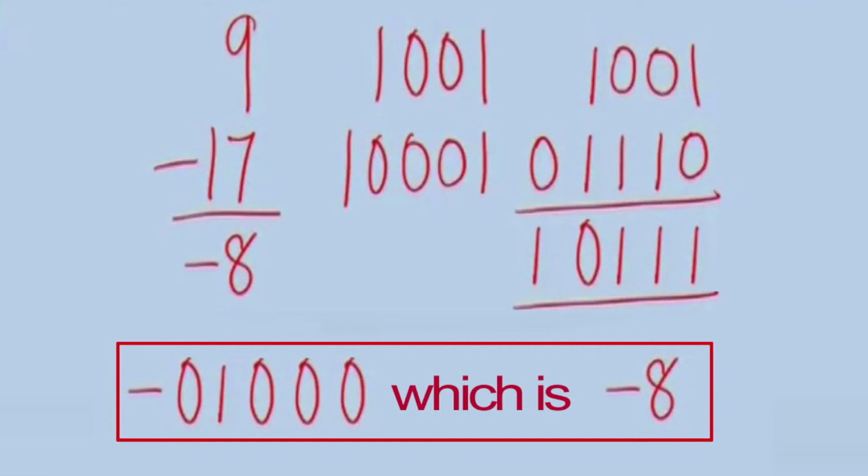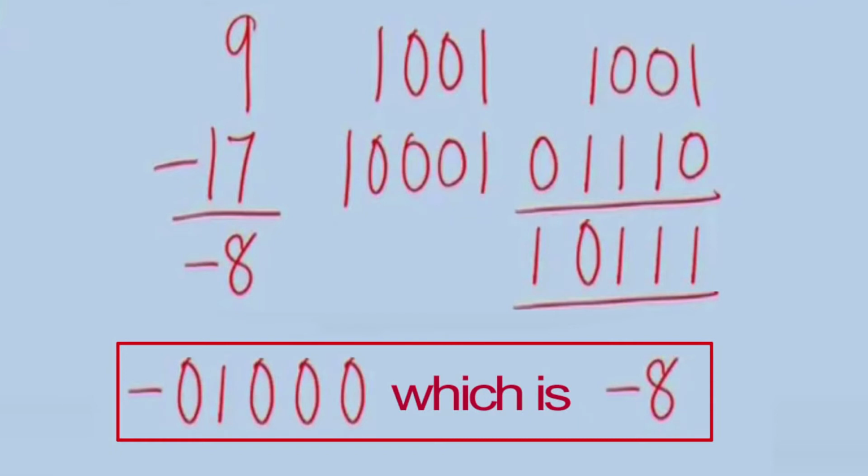Normally, when we subtract these two numbers, we get the answer minus 8. Now let us subtract the two binary numbers using the 1's complement method and see whether we can get the same result. So let us take the number 1001 as the minuend and 10001 as the subtrahend.